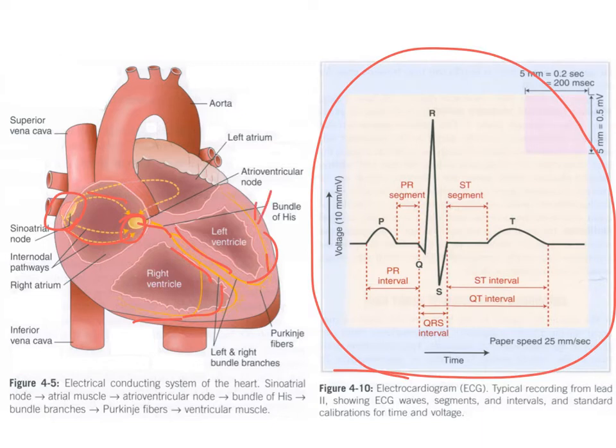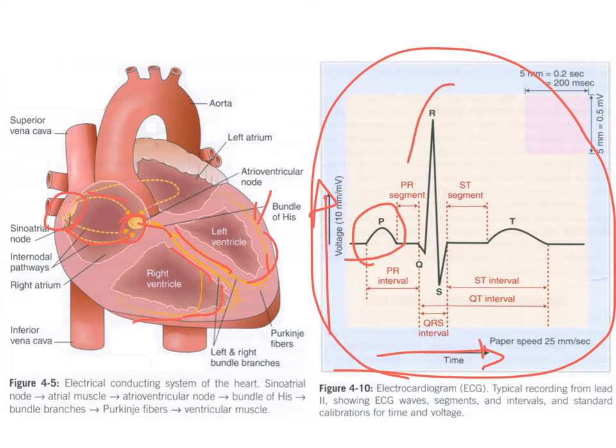So when we add up all the electrical activity and try to look at it in one line, if this represents time and up this way is voltage in millimeters, the first summation that you would see is something called a P wave. And the P wave corresponds to the electrical activity that's going through the atria, and corresponds to atrial contraction shortly.